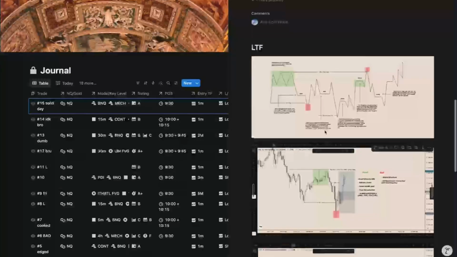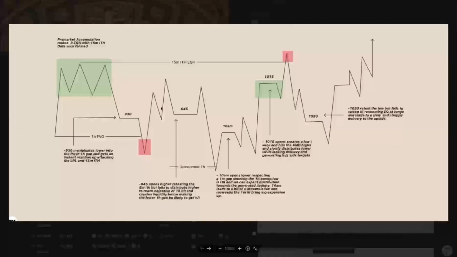And then going to the PO3 of the day, we can see pre-market accumulated. We made a bunch of generated liquidity here, as well as equal highs. 9:30 opens, and we manipulate straight lower into the 1 hour gap and get an instant reaction, targeting this low resistance here and this 15-minute gap, and what's below is a high resistance low.